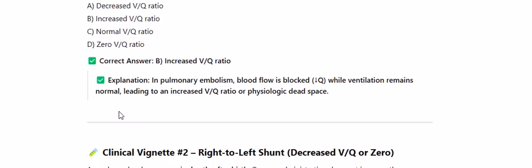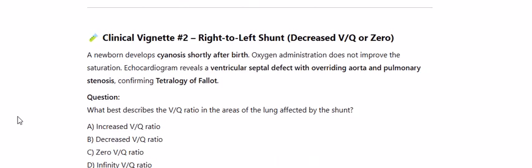Clinical vignette number 2. Right to left shunt, decreased VQ or zero. A newborn develops cyanosis shortly after birth. Oxygen administration does not improve the saturation. Echocardiogram reveals a ventricular septal defect with overriding aorta and pulmonary stenosis, confirming tetralogy of Fallot. Question: what best describes the VQ ratio in the areas of the lung affected by the shunt?